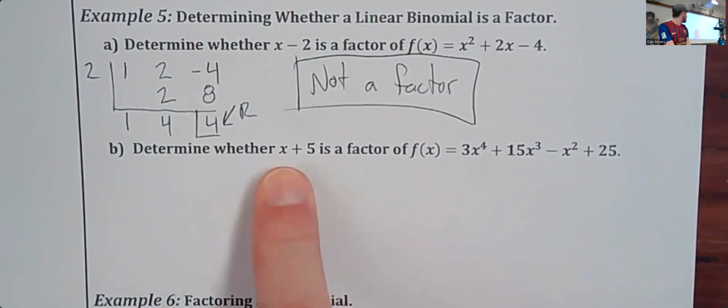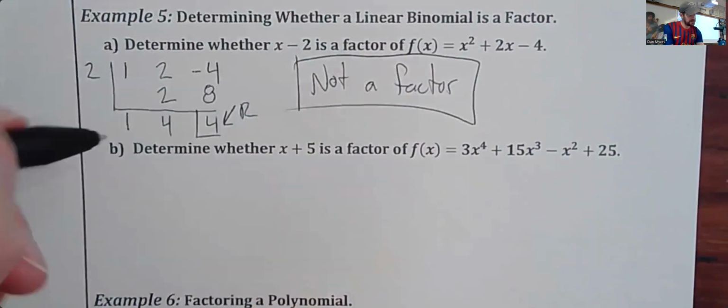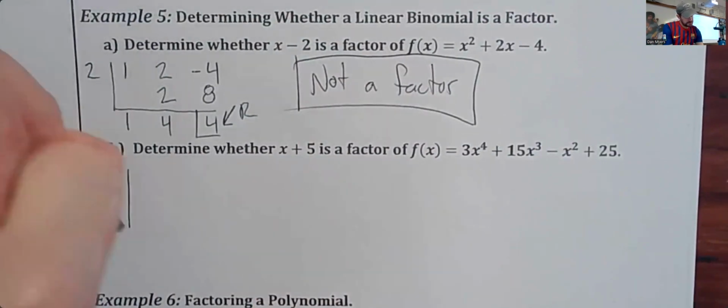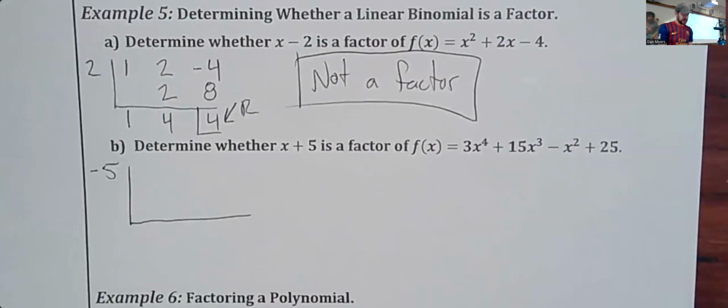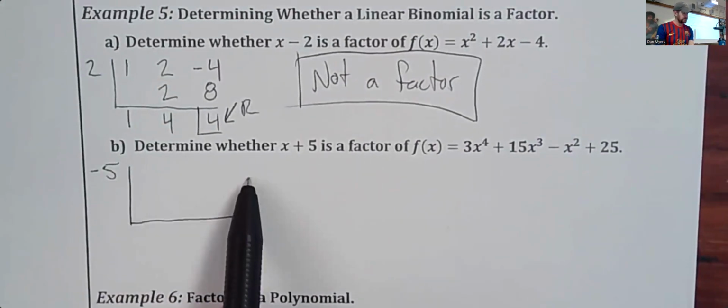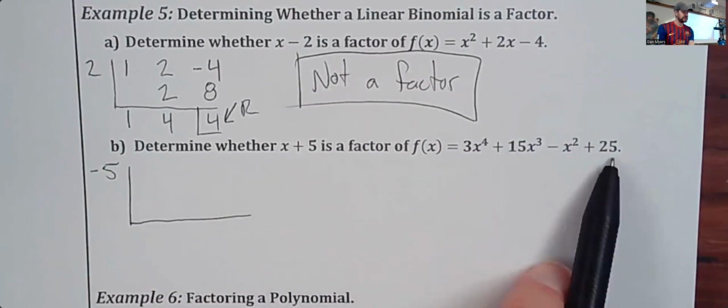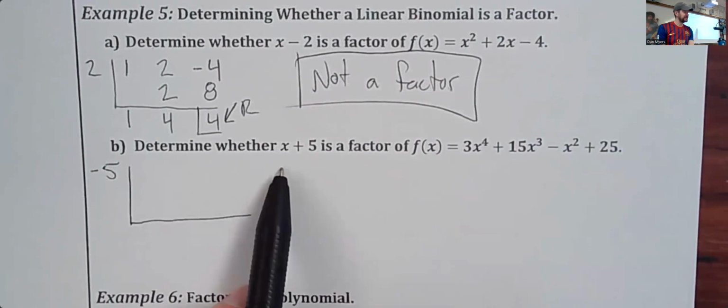What's our value on the outside of our division? -5. All right. Set up your synthetic division. How many coefficient values are we going to need up here? 5. Good. There are 4 terms here. We need 5 coefficient values.